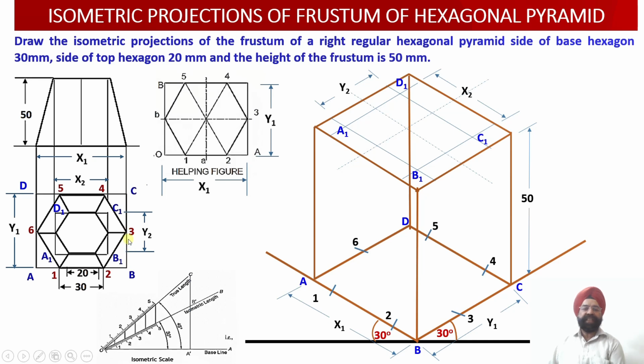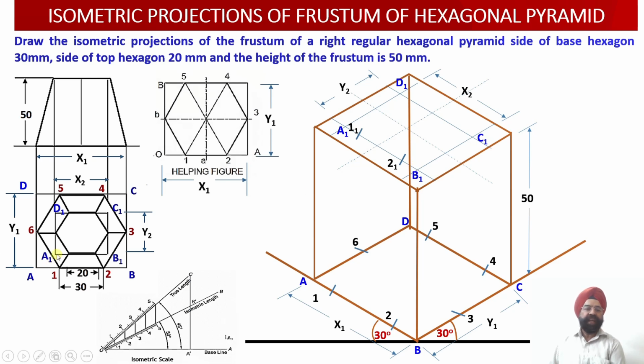So we'll measure this distance B3 on the true scale, converted to isometric scale, and the B3 distance will be equal to A6. So B3 distance is equal to the distance of A6. Similarly, we have marked the isometric lengths B3 over here and A6 over here, right? So all the 6 points of the base have been evaluated. Similarly, all the 6 points of the top face of the frustum will be evaluated.